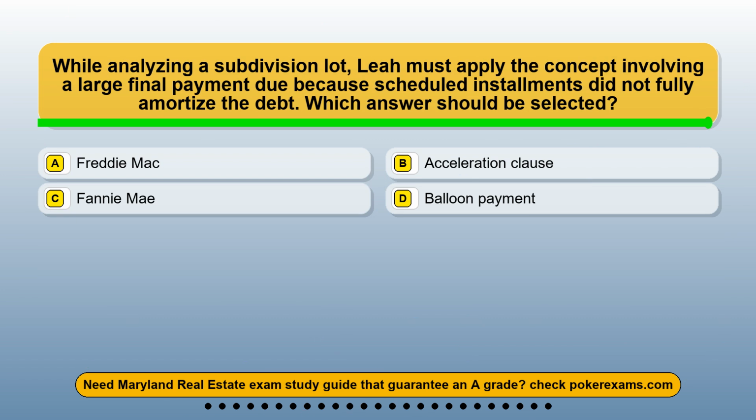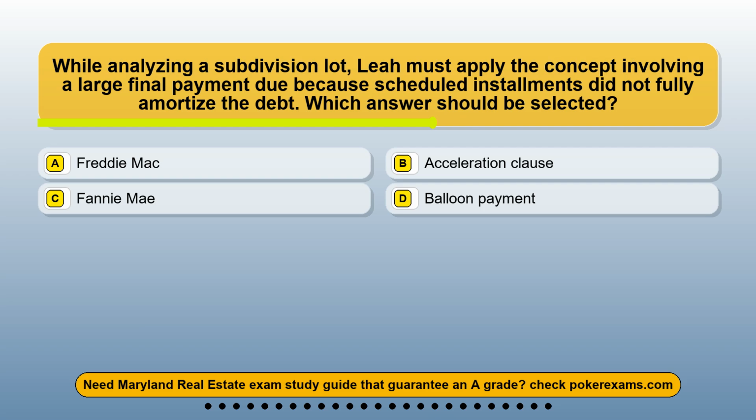Question 12. While analyzing a subdivision lot, Leah must apply the concept involving a large final payment due because scheduled installments did not fully amortize the debt. Which answer should be selected? Option A, Freddie Mac. Option B, acceleration clause. Option C, Fannie Mae. Option D, balloon payment.